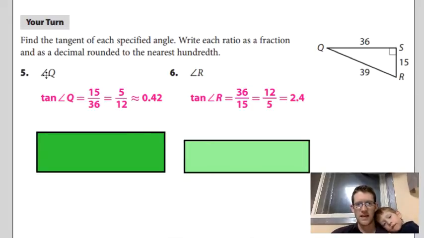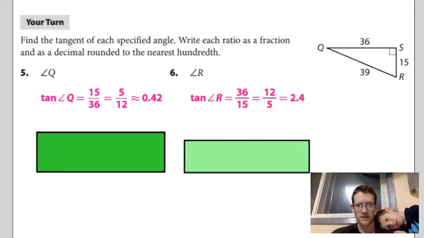Angle Q, the tangent of angle Q is equal to the opposite over the adjacent. So 15 over 36. The tangent of angle R is equal to 36 over 15, or the reciprocal of the tangent of angle Q. So hope you got those. We'll do more practice later.